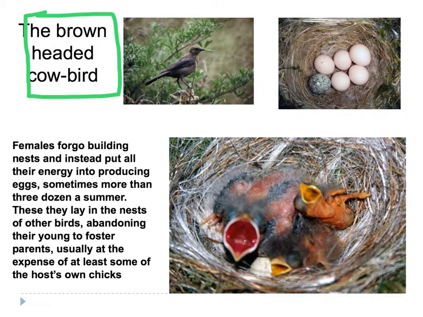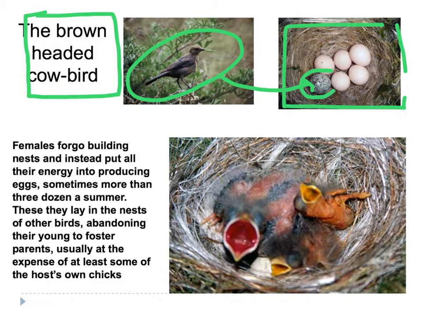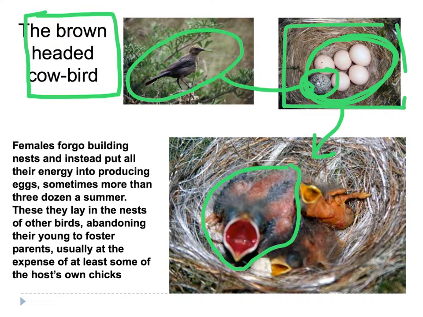So this little brown-headed cowbird will wait until a songbird has laid a nest of eggs. It will sneak in and lay its own special little egg in the nest, and then it will abandon it. And what will happen is the songbird will come and sit on all of these eggs, incubate them, and then over the course of time, the baby birds hatch. This, of course, is the brown-headed cowbird chick, and these are the chicks for the songbird right here.